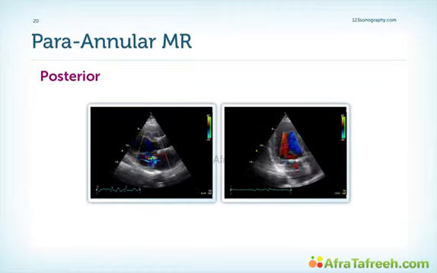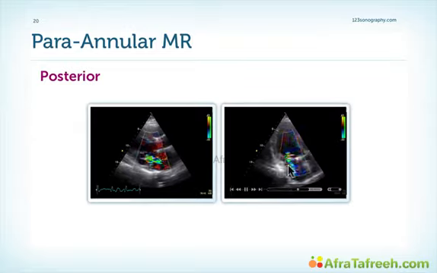This is another example of a paraannular MR. However, this time it's the posterior ring which has a problem. We can see the jet here outside the ring.